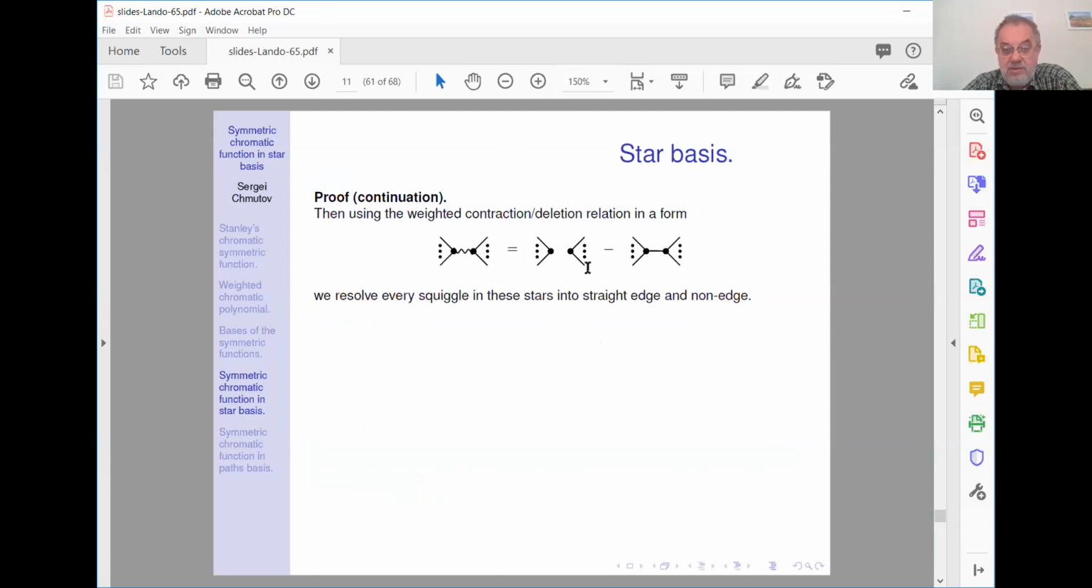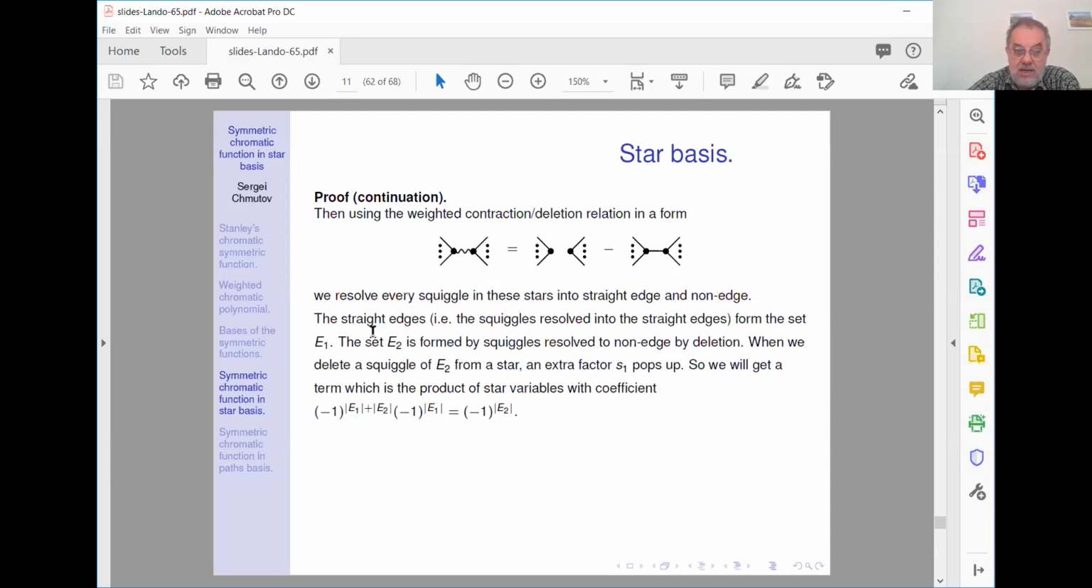And once I do this, then for each of those edges which are those squiggles from stars, which we are going to delete, that will form E2. And those which I'm going to replace by a straight edge, for which I choose that thing, is going to be the set E1.